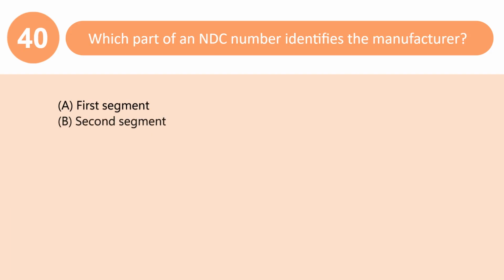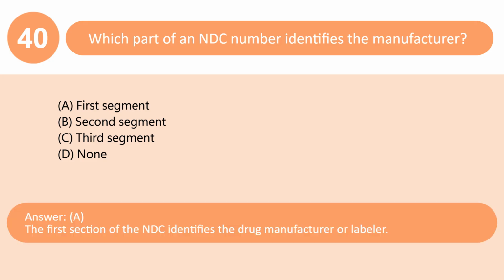Which part of an NDC number identifies the manufacturer? A. First segment. B. Second segment. C. Third segment. D. None. Answer: A. The first section of the NDC identifies the drug manufacturer or labeler.